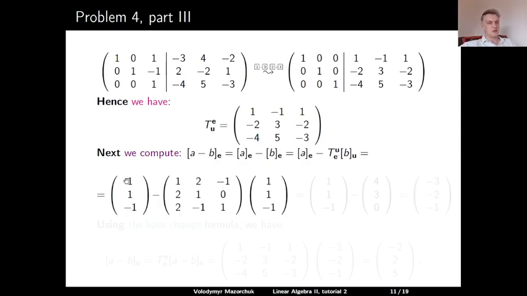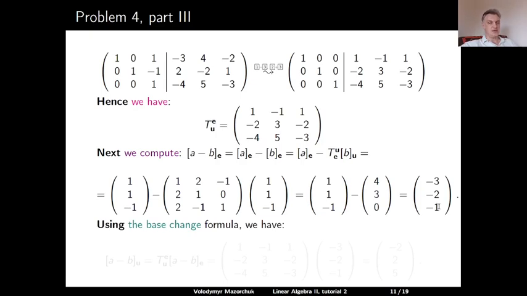So we get the vector 1, 1, minus 1 minus the transformation matrix from the previous slide, which is 1, 2, 1, minus 1, minus 1, 0, 1, times the coordinates of B in the basis U, which are 1, 1, minus 1. So the first summand we just copy, and then we compute this product. So 1 plus 2 plus 1 is 4, 2 plus 1 plus 0 is 3, 2 minus 1 minus 1 is 0. So we get 1, 1, minus 1 minus 4, 3, 0. And 1 minus 4 is minus 3, 1 minus 3 is minus 2, and minus 1 plus 0 is minus 1.